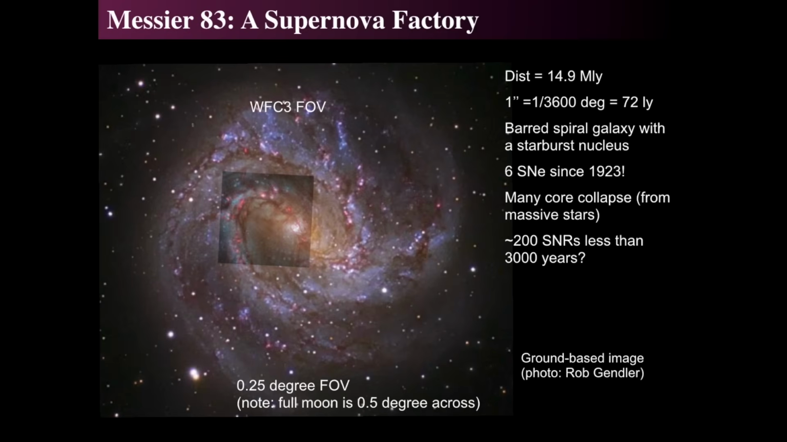And if you go out and look at other galaxies, such as M83, M83 is just creating supernovae like crazy. It's about 15 million light years away, and the smallest feature on the inset is about 72 light years. This is a barred spiral galaxy, has a starburst nucleus, and there have been 6 supernovae since 1923 observed in it by astronomers. And there are huge numbers of core collapse stars in it, and at least 200 supernovae in less than 3,000 years have happened in this galaxy, only 15 million light years away.